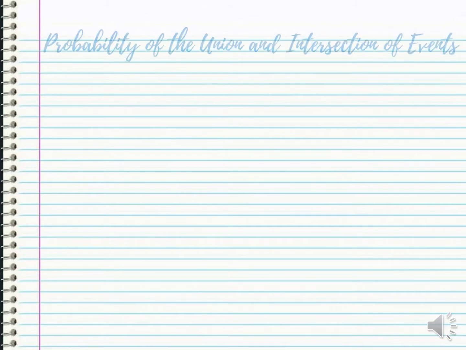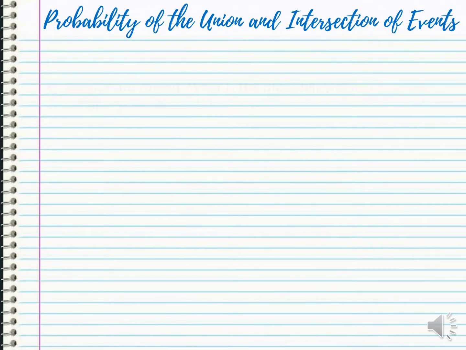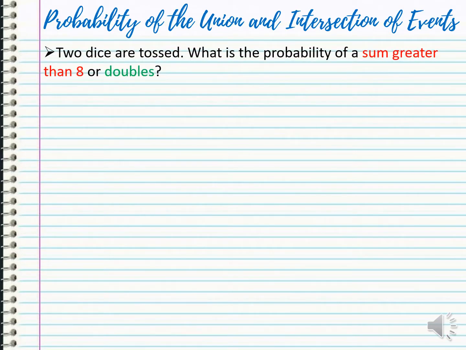Now, let us look at another example. So we have a situation. Say, 2 dice are tossed. What is the probability of a sum greater than 8 or doubles? So first, we need to list down the possible outcomes of this experiment.